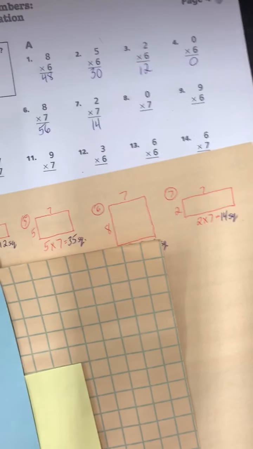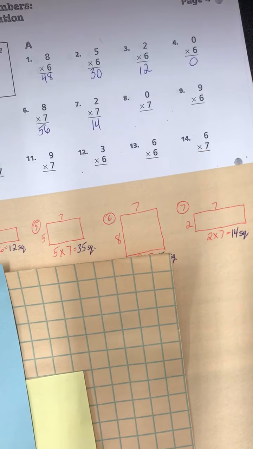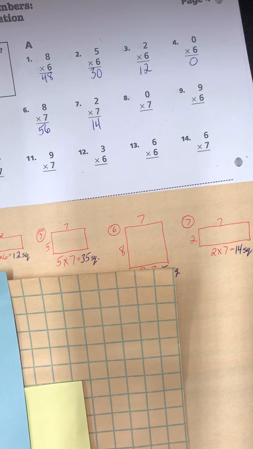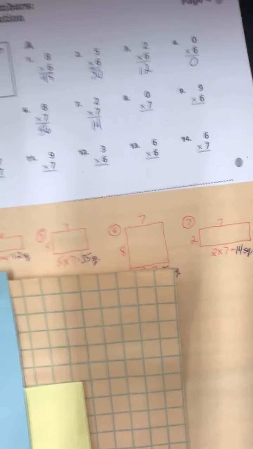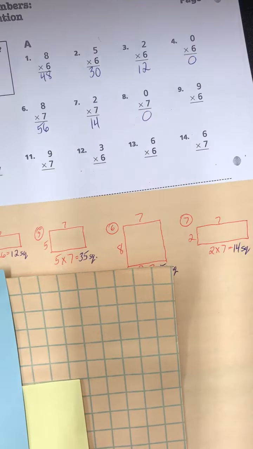All right, look at number 8. 0 7s. We have 0 7s. If we have 0 7s, how many squares do we have? 0. All right, now look at number 9.